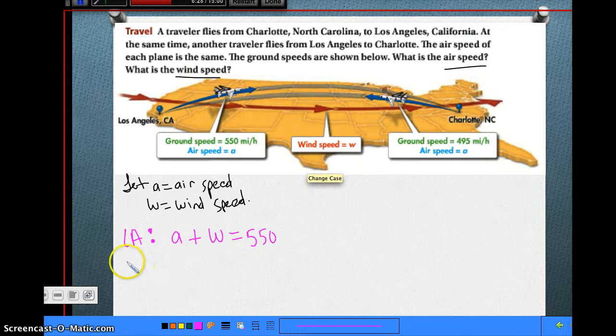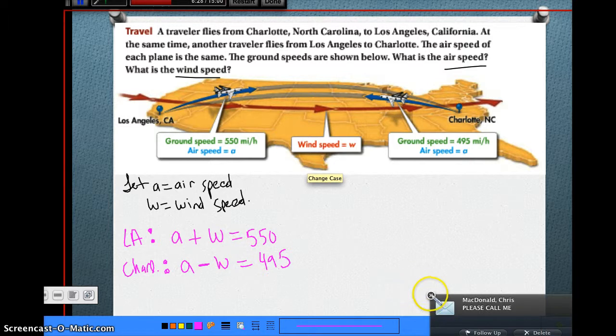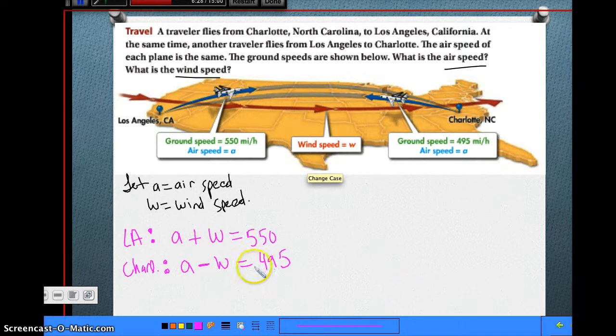Whereas the Charlotte pilot, he's got the airspeed, which is the same. However, the wind is going directly into him, so it's not helping him, it's actually hurting him, which means we have to write minus, and he ends up at a total ground speed of 495 miles per hour. If you look at these two equations, they look like they're set up for elimination. So that's what I'm going to go with because they are lined up the same.